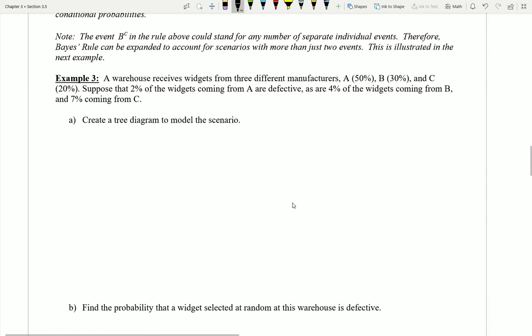In example number 3, we have a warehouse that receives widgets from 3 different manufacturers. A widget is just some item that these different manufacturers are creating. And they all get stored in this warehouse. And maybe they get shipped out to stores or something afterwards. Well, say manufacturer A produces 50% of the items that end up in this warehouse. Manufacturer B produces 30%. Manufacturer C produces the remaining 20%. So 100% divvied up total.